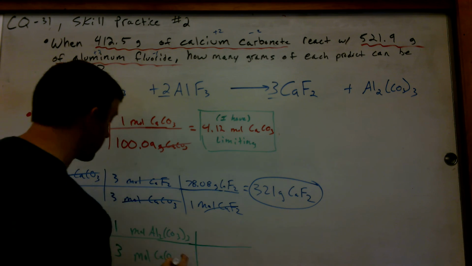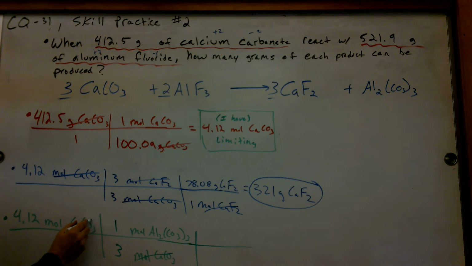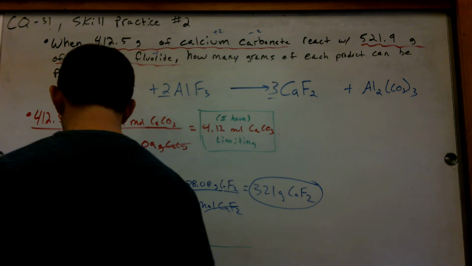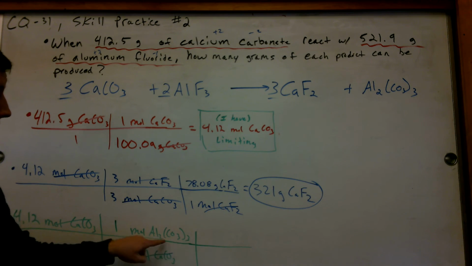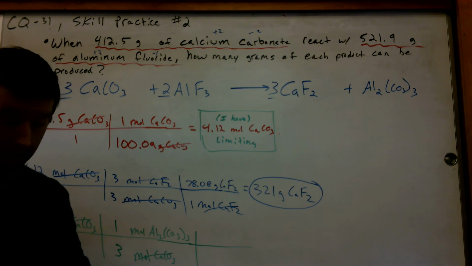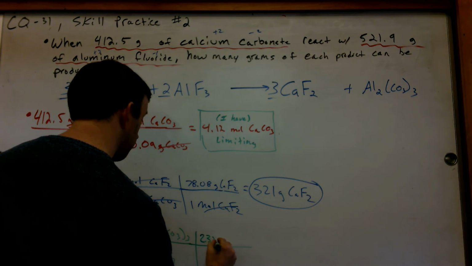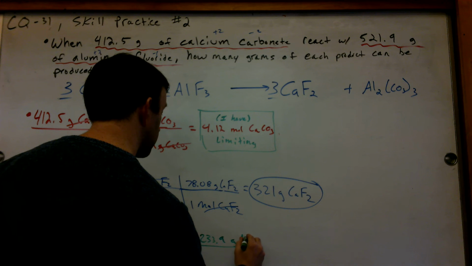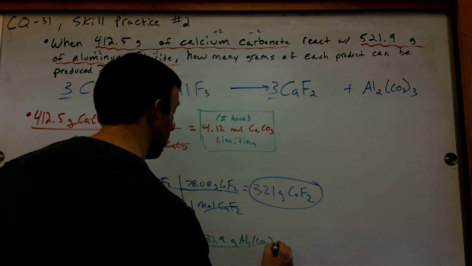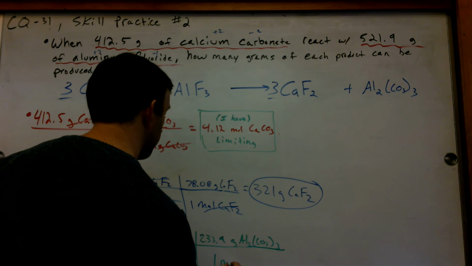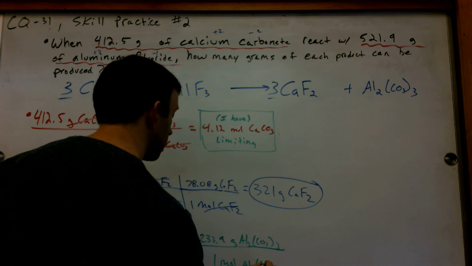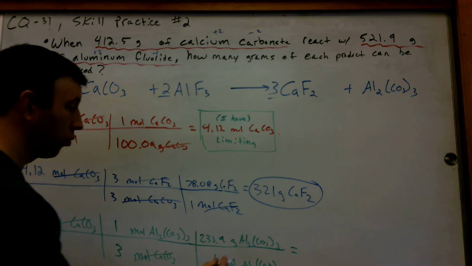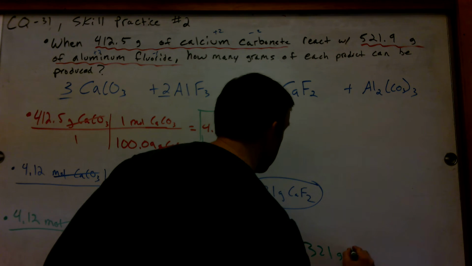And again, because I need to know not just the moles but the grams of aluminum carbonate, I just need my molar mass: 2 aluminums plus 3 carbons plus 9 oxygens, and that gives me a big mass of 233.9 grams of aluminum carbonate. When I do that, oddly enough, I get 321 grams of aluminum carbonate.